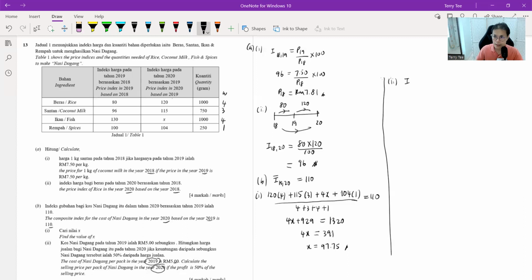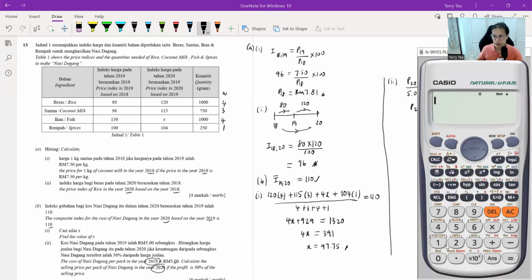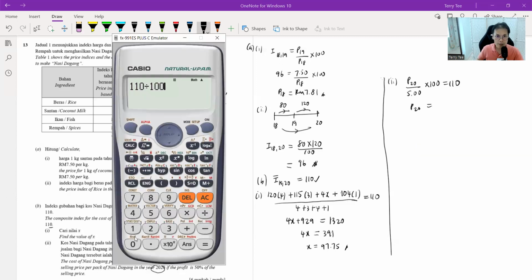So we can say index basically is based on this. So I don't rewrite this. In 2019, the cost is 5 ringgit. The cost is P 2020. Cost in 2019 is 5 ringgit. You multiply by 100, this is 110. That means that your cost has gone up by 10%. Okay, so we can say 110, right? When you move it over here, divide by 100 times 5 ringgit is going to be 550. Yeah, 550. Increase by 10% is 550.